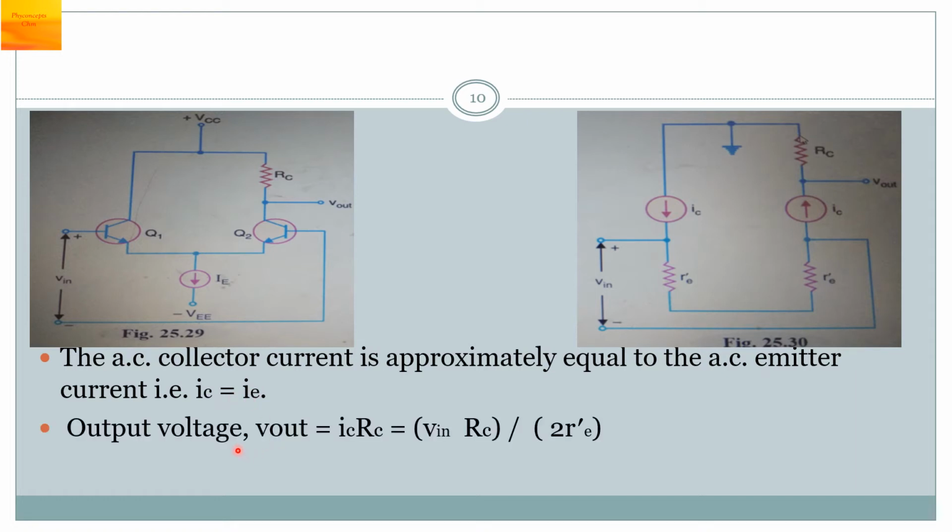We will write down the output voltage. vout is equal to ic into RC. So we can substitute in place of ic. ic is same as ie. We have got ie, that is we will substitute that as vin upon 2 RE dash, since ic is equal to ie is equal to vin upon 2 RE dash.